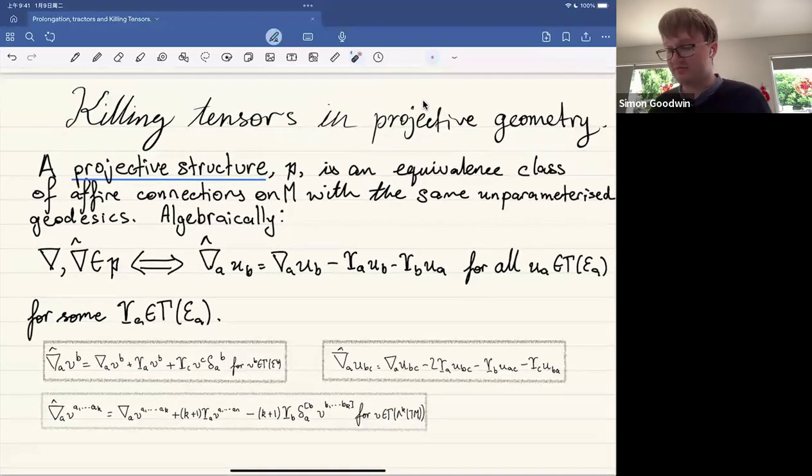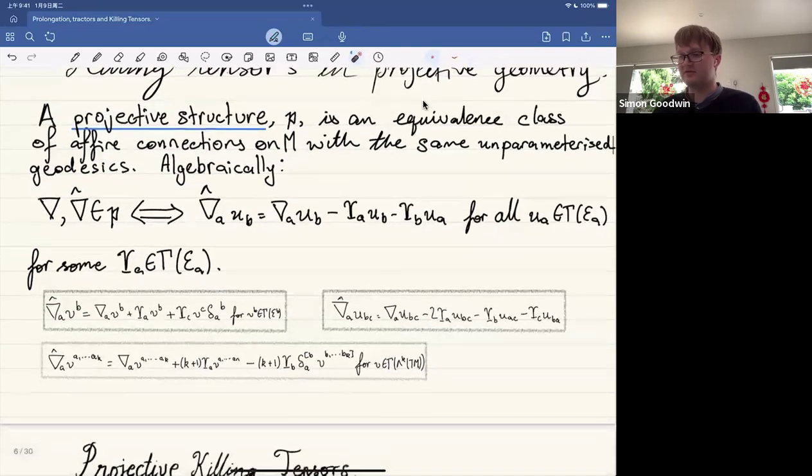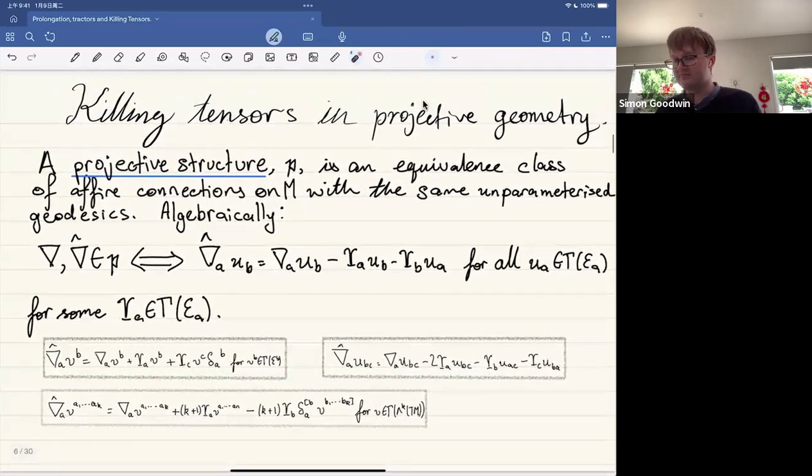I'll begin by defining what I mean by projective structure. A projective structure is an equivalence class of affine connections, so connections on the tangent bundle, that have the same unparametrized geodesics. So if we think of, for example, our sphere from earlier, the geodesics are the great circles on the sphere, and we're looking for all affine connections that give us the same geodesics. They can speed up, they can slow down, they can turn around, but they have to still be those great circles when you look at them as unparameterized curves.